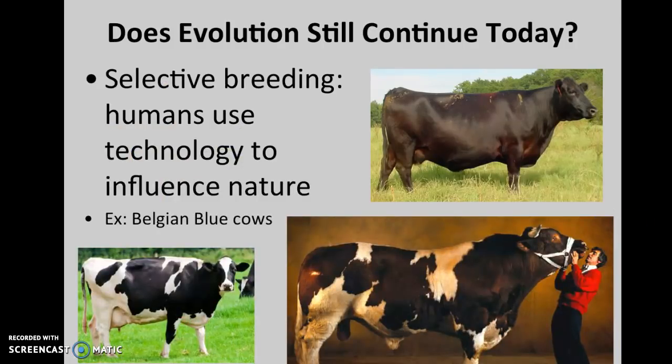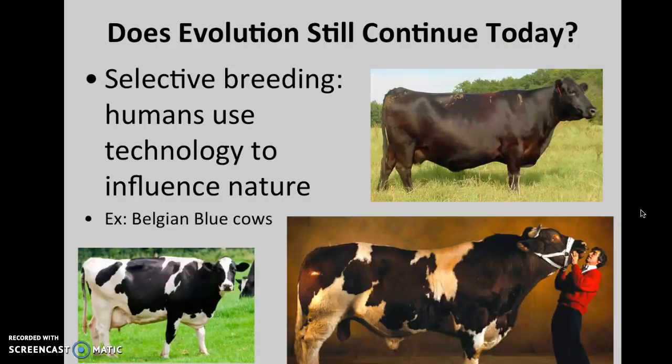So does evolution still continue today? The answer is yes. Things still change and evolve over time to better adapt to their environment so that they can survive. However, humans also play a part in that these days. We call that selective breeding. We've talked a little bit about selective breeding back in our biotechnology unit. Humans have used technology to influence nature for specific purposes.